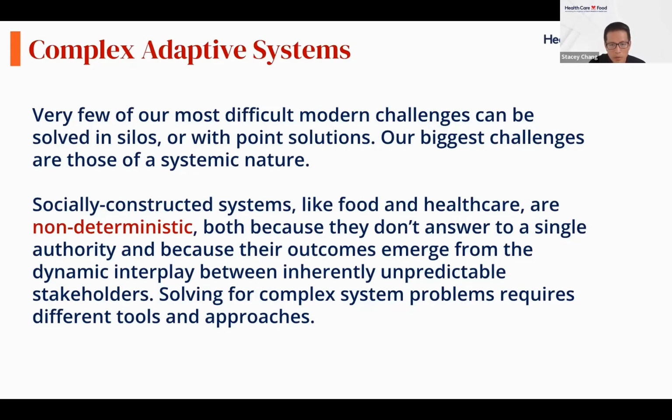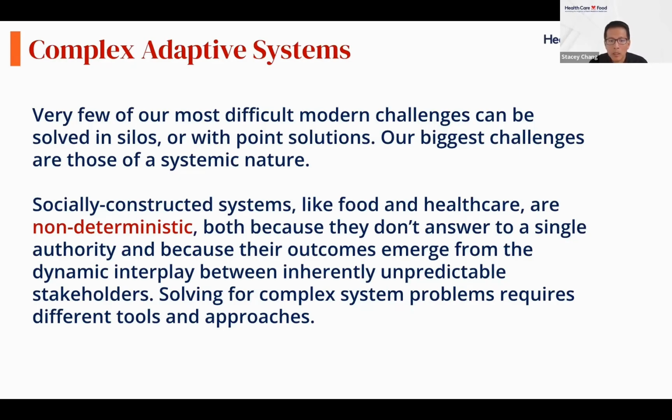Socially constructed systems like food and healthcare are non-deterministic. That is, you can't prescribe a logical algorithm that accurately describes the system's behavior, then unleash it in the wild and expect stakeholders to abide by it. That doesn't work because these distributed stakeholders don't answer to a single authority, and because the system's outcomes emerge from the dynamic interplay between inherently unpredictable stakeholders.